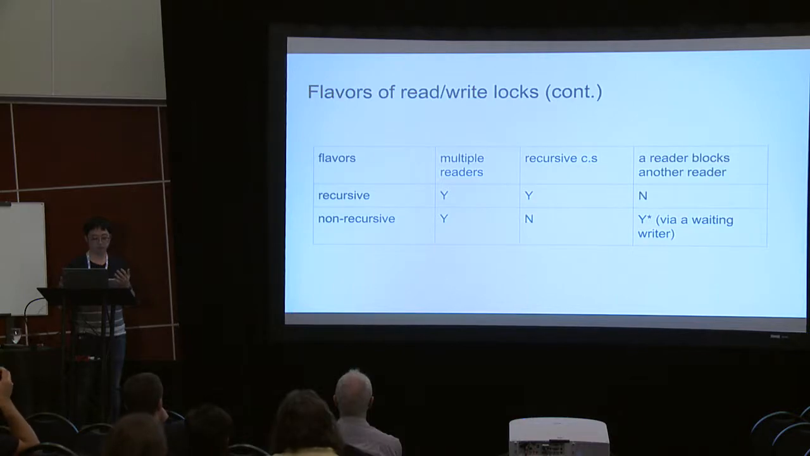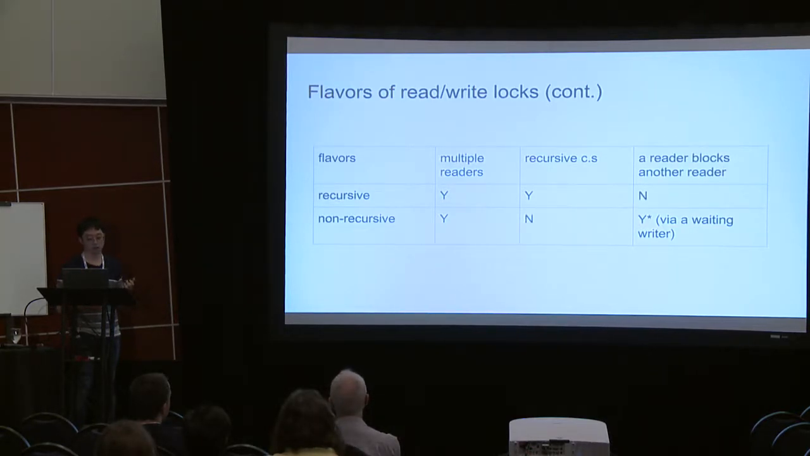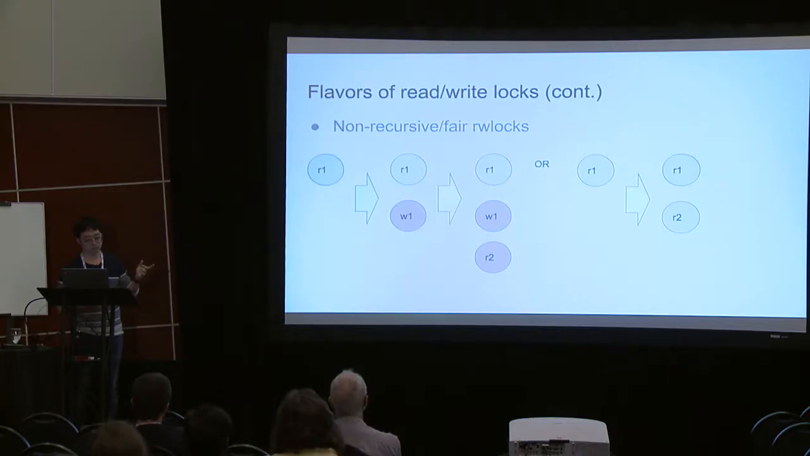Both of them are read-write locks, so both allow multiple readers. The recursive read lock allows a recursive critical section, and the non-recursive read lock doesn't allow the recursive critical section because that way it will become a deadlock. For example, in this case, R1 and R2 may be the same process. Once the process gets the lock at R1 and wants to enter a nested or recursive read critical section, it will get a kind of self deadlock.